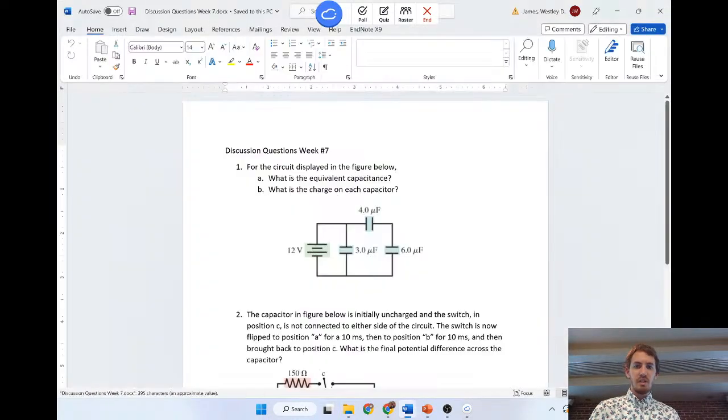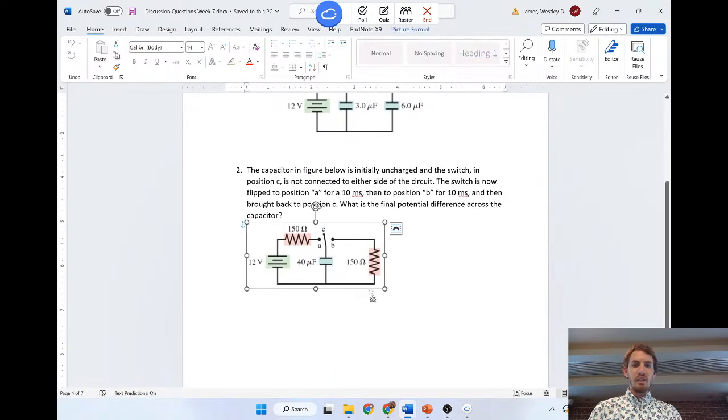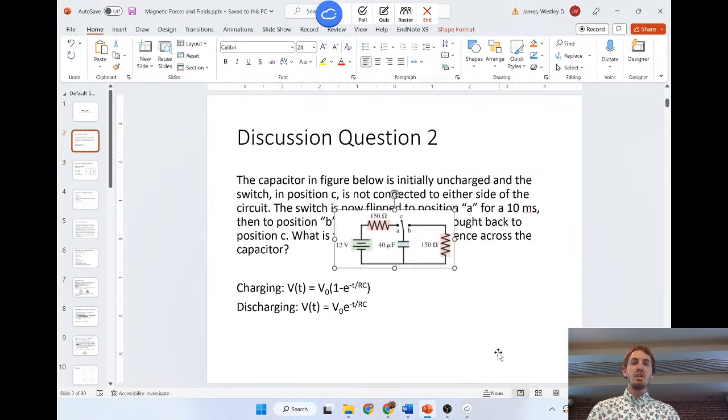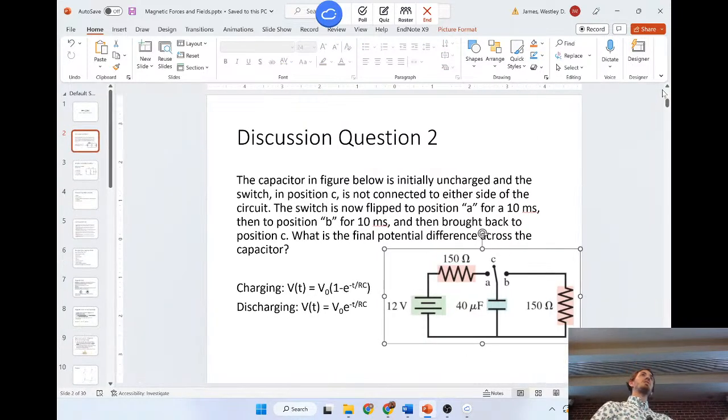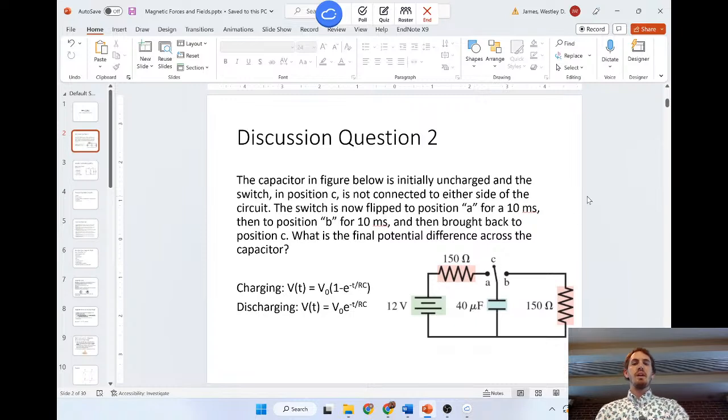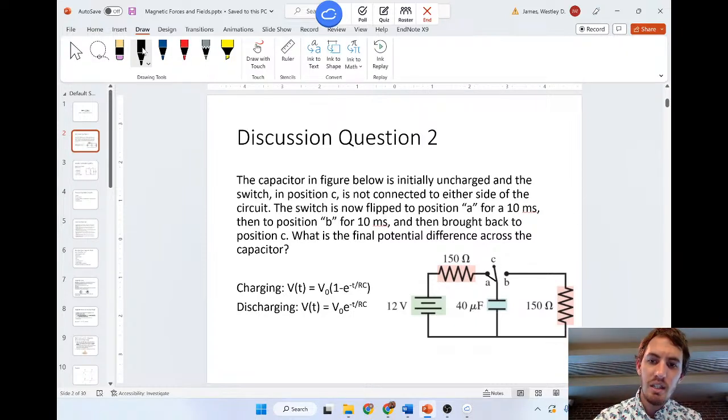So discussion week 7, this is what I sent you all. Here's the picture. These are called RC circuits. Why are they called RC circuits? Because there's a resistor, which is R, and there's a capacitor, which is C. The problem says this capacitor is initially uncharged in position C. They flip it to position A, and that is going to charge the capacitor. It's connected to the battery, so the current will flow and charge the capacitor. It's connected like that for 10 milliseconds. After that 10 milliseconds, it is switched to B.